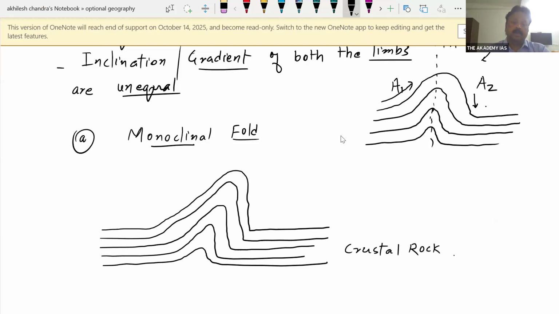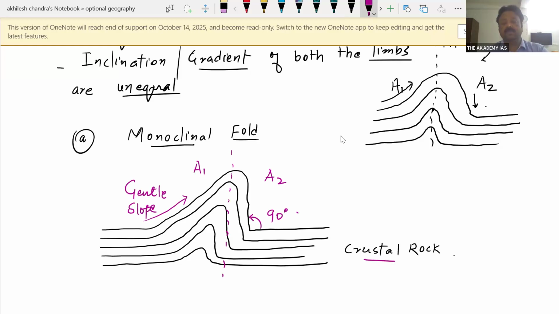Crustal rock. Here, try to see the slope, gentle slope. And this is the first arm. Here it is the medial axis. Here A1 and A2, and this angle is 90 degrees. One of the folds is making a 90-degree angle with the crustal rock. Here, the fold is called a monoclinal fold.